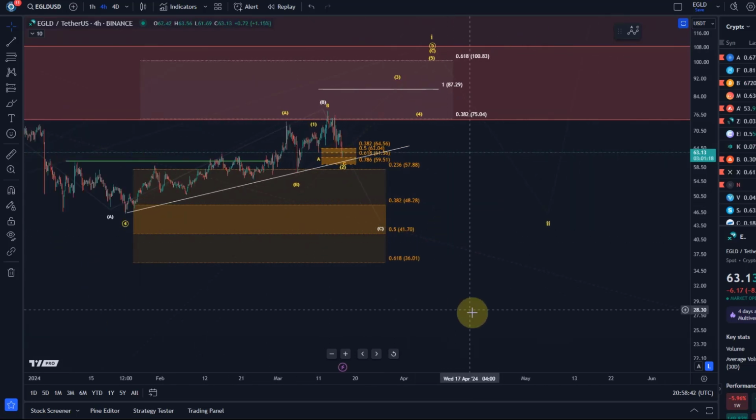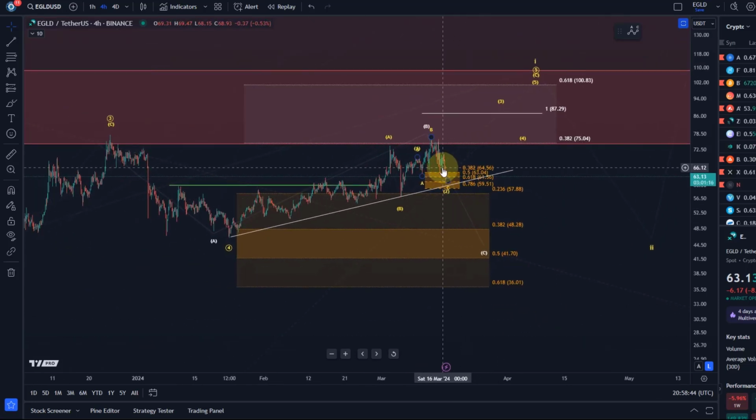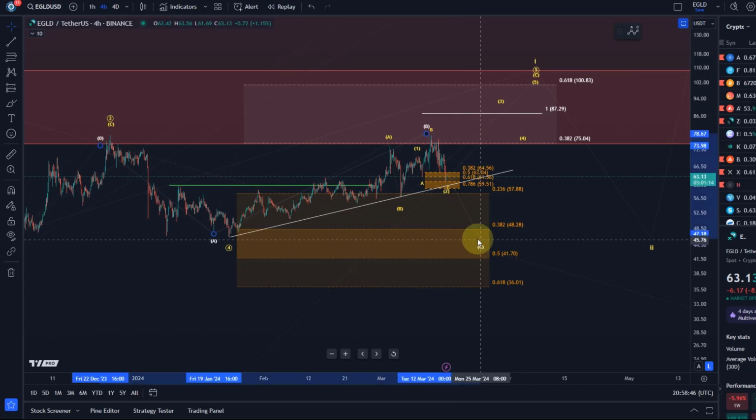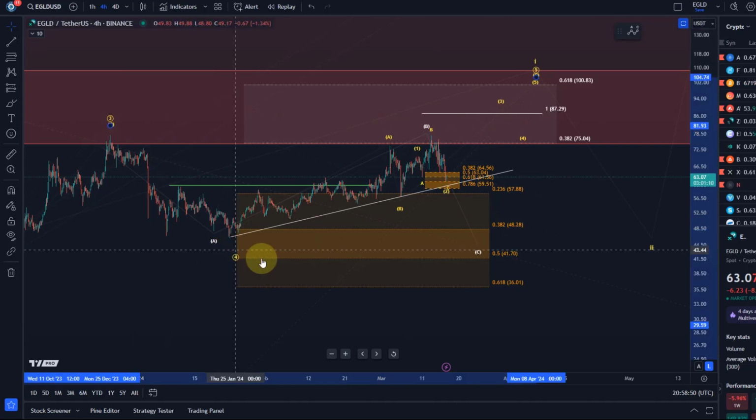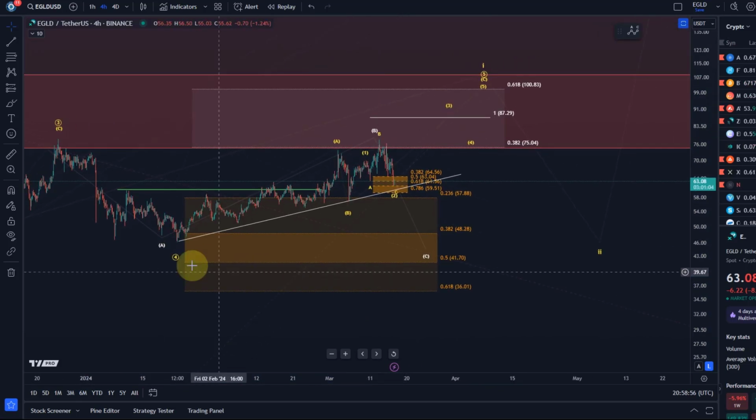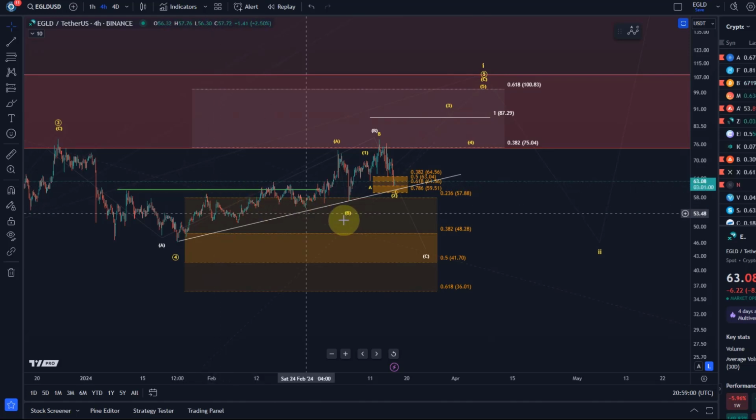Now, what happens if we break below micro support? Well, then we are going to fall back into the larger support zone, and in a larger ABC flat structure, this wave 4 will be reset. So it basically is still unfolding this larger degree 4th wave. Yeah, that's what I'm watching for at the moment here on the EGLD chart.